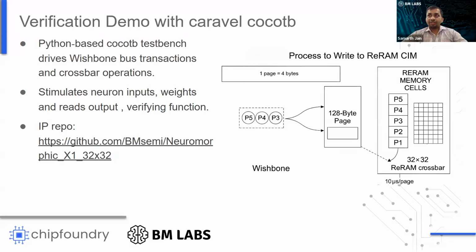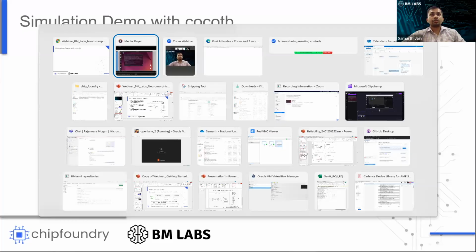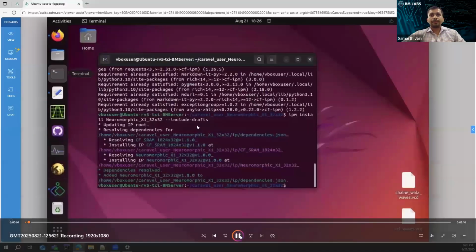The macro has a digital interface using Wishbone, and it is a 32x32 crossbar array, which you can access individually. In this demo, we will be writing data into the neurons, the weights, and then reading out the data, verifying the functionality of the IP. So let me bring the demo video over here.